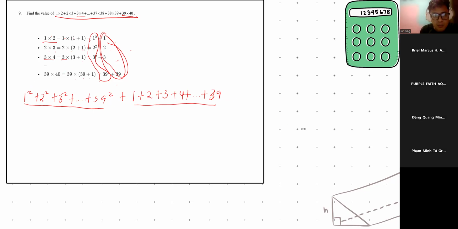Why is there a number 4 but we don't have 4 squared? So we have 4 here. This 4 here is equal to 3 plus 1, right?